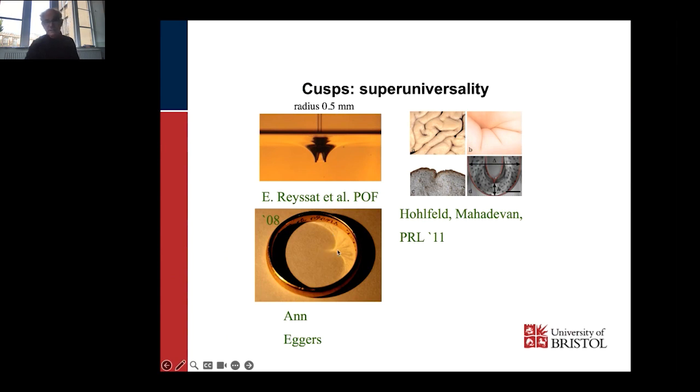And this similarity extends to quantitative answers. In all of these cases, if I measure the width of the cusp here as a function of the distance r from the tip of the cusp, I'll see a characteristic exponent r to the 3/2.